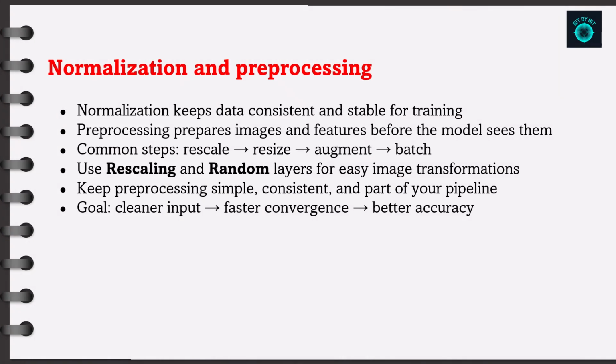Normalization and preprocessing. Before we feed any data into a model, we need to normalize and preprocess it. Normalization keeps numerical values within a consistent range, usually from 0 to 1. This helps neural networks train faster and avoids instability during learning. Preprocessing prepares the data in the right format and shape. In image tasks, that means resizing, rescaling, and applying random augmentations such as flipping or rotating.